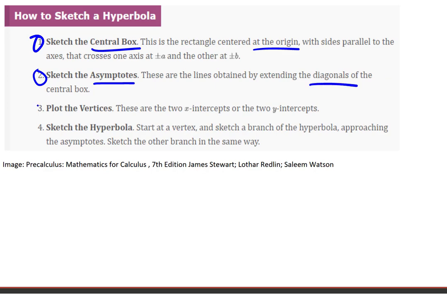And then thirdly, we're going to plot the vertices. Two places on the box will actually get some points, and those will either be the x-intercepts or y-intercepts for cases centered at the origin like these.